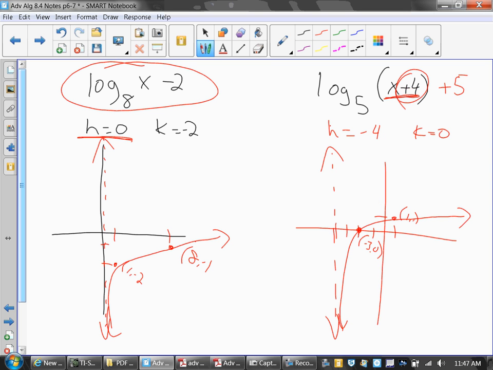You will see that from time to time with an H and a K. But remember, all I'm asking you to be able to do is label out a couple of points and show your asymptotes. All right?